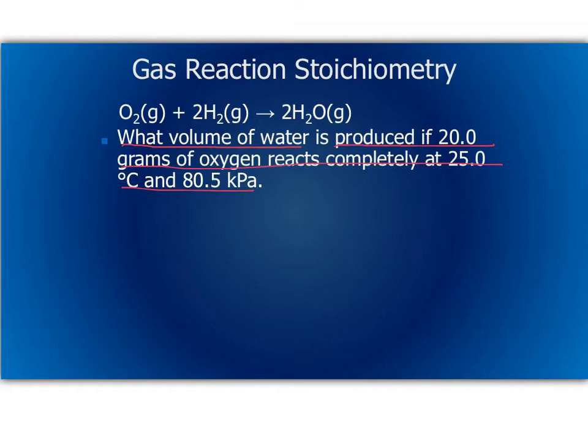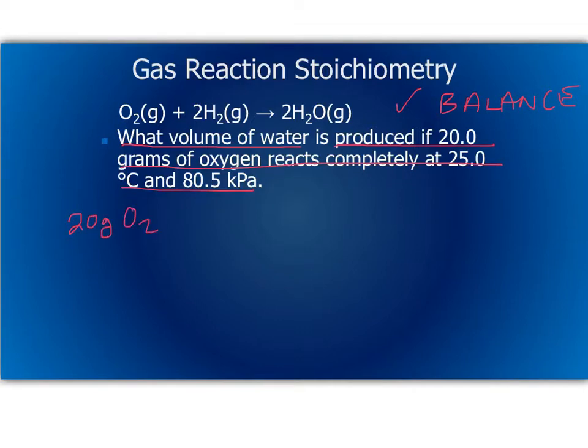So again, the first thing is to check the balance. Make sure it's balanced. I have 4 hydrogens over there and 4 hydrogens here, and 2 oxygens and 2 oxygens here. So everything checks, balance checked. Good. The second thing is now we get to convert from grams to moles. So we have 20 grams of oxygen.